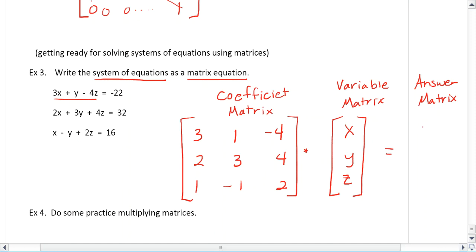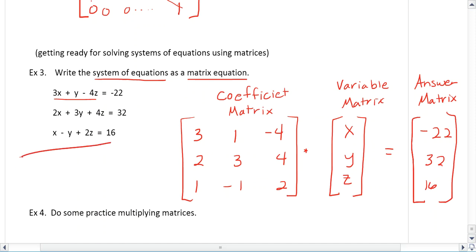And then the answer matrix is just the 3 numbers that we have. So we have a -22, a 32, and 16. So that's what we're accomplishing today, taking this system of equations and writing it as a matrix equation. And we're going to learn how to solve this soon, but not in this section.